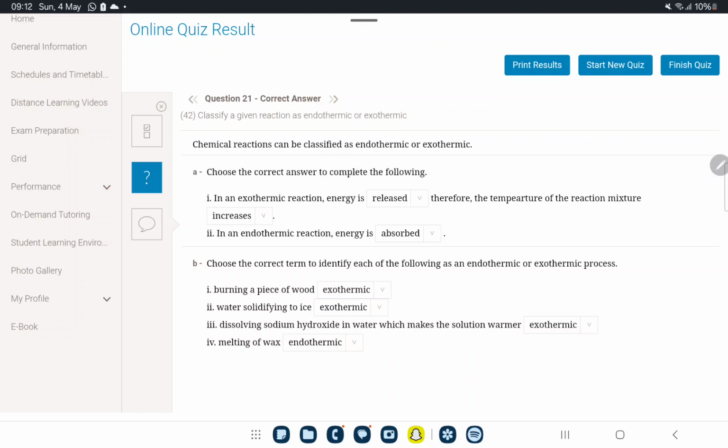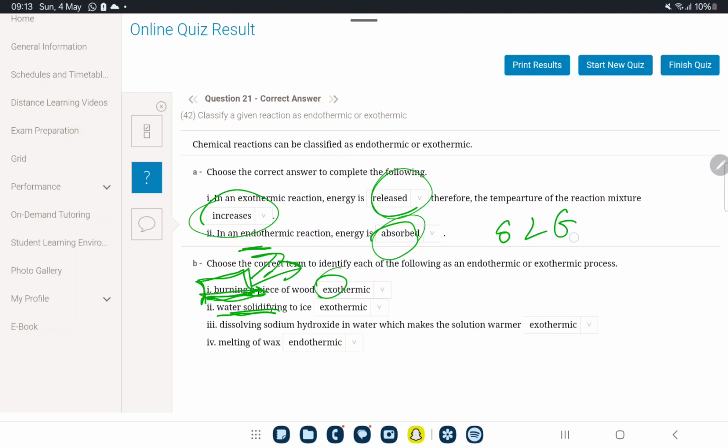Now you have, in an exothermic reaction, energy is, you fill in the blanks. Released. Good job. Therefore, the temperature of the reaction increases. In an endothermic, it's absorbed. Burning, they said burning. They literally gave you the answer, burning. Energy released. It gives flames. Exothermic. Water solidifying. Solid. Liquid. Gas. Exo. Endo.